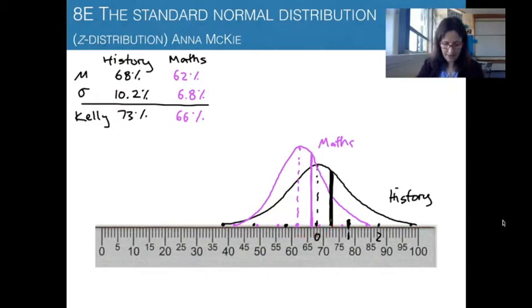What about maths? The mean is the dashed line here, and the next standard deviation along is this point here, and so I'll give that a score of 1. Where is Kelly's purple line there for maths? At 66%, again it's between 0 and 1. Looking a little bit more than halfway along. Let's work that out mathematically.